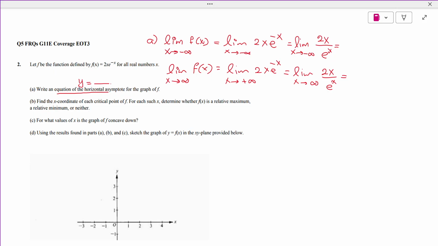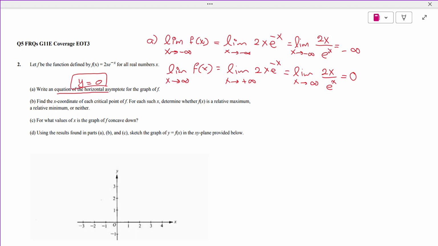So the first one, if you do it, gives negative infinity. The second one is 0 because the exponential written in the denominator is stronger and grows faster than the linear function 2x in the numerator. So as a result, it will be 0. So going back to part A, the equation of the horizontal asymptote will be y equals 0.